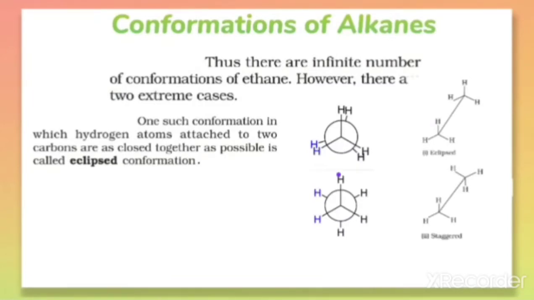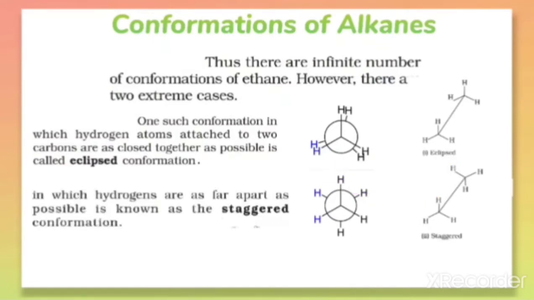This is the front hydrogen, this is the back hydrogen. Now you can see these are far from each other, and that is a possibility that you can also see in this picture. So this conformation is called staggered, in which the hydrogens are as far apart as possible. It is known as staggered conformation.